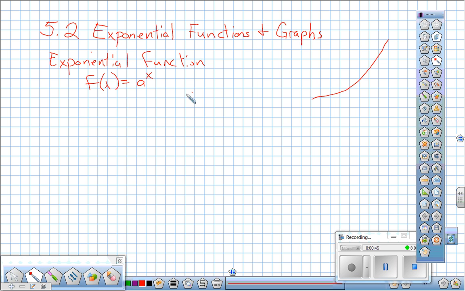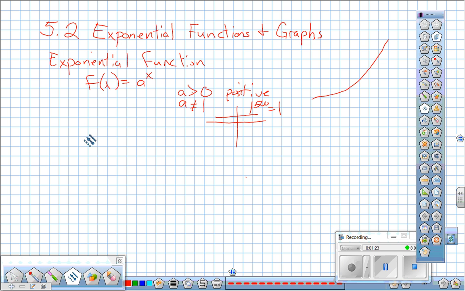Some stipulations on what a has to be. A has to be positive. And that's because if we were doing negative numbers, we would end up with really gross things that would be like i's and stuff that we wouldn't know how to graph. And it also cannot equal 1. And that's just because 1 to any power, 1 to 500 would still equal 1. So if a was equal to 1, we would just have a straight graph at 1.